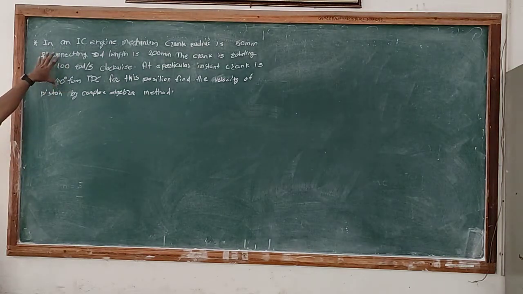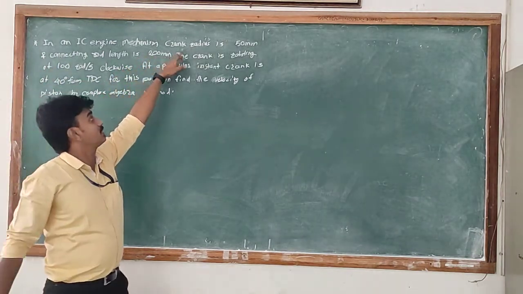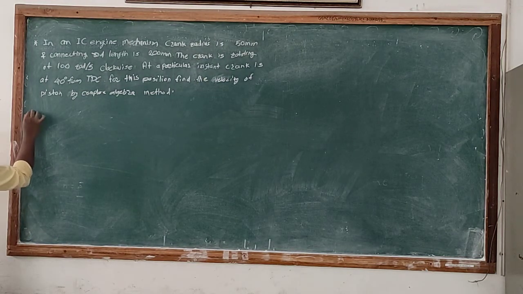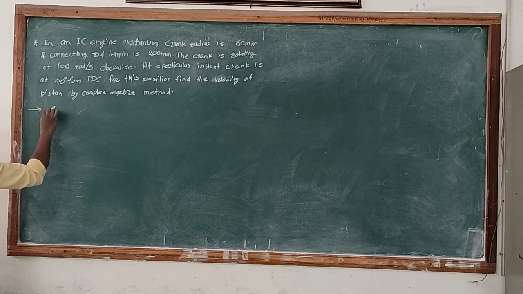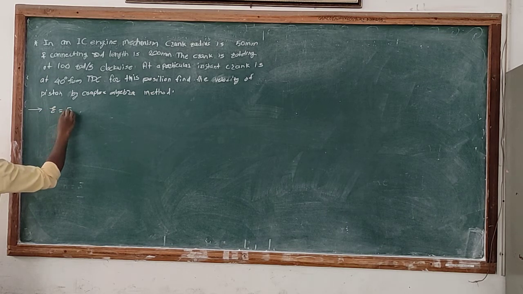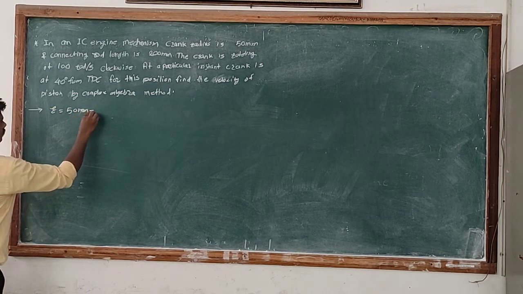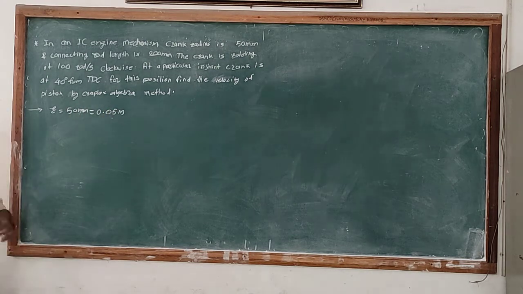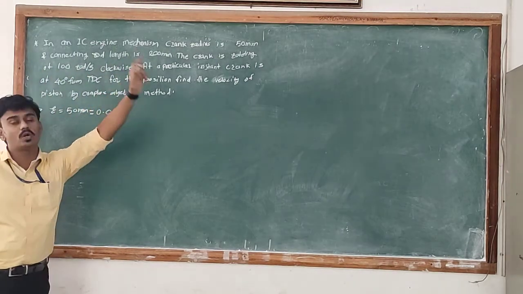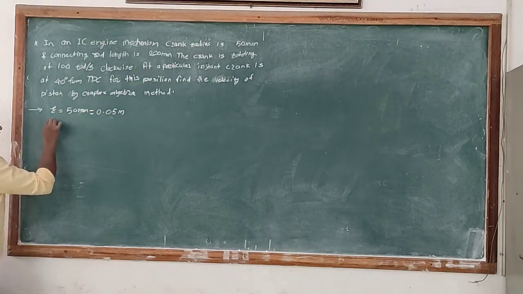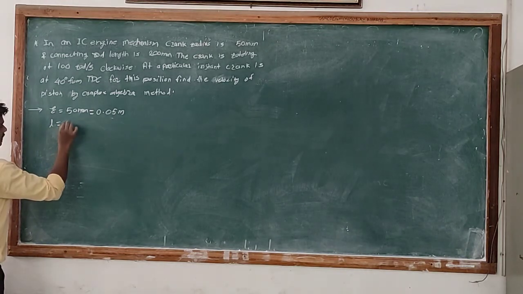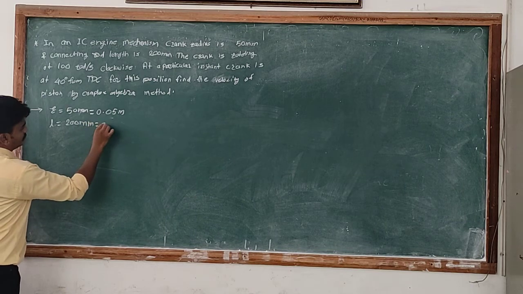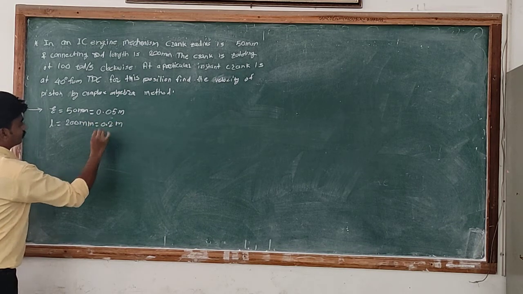So they have given a slider crank mechanism. The crank radius is 50 mm. We will consider the crank radius as r, and it is equal to 50 mm. If we write this in meters, that is 0.05 meter. The connecting rod length is 200 mm. The connecting rod length is represented by L and it is equal to 200 mm, that is 0.2 meter.